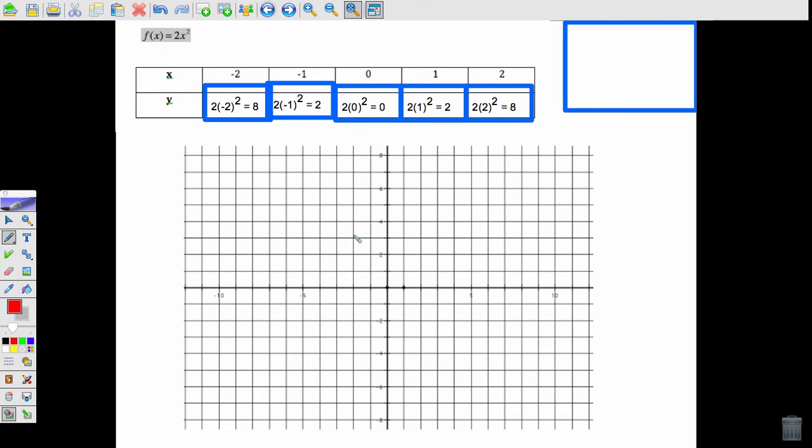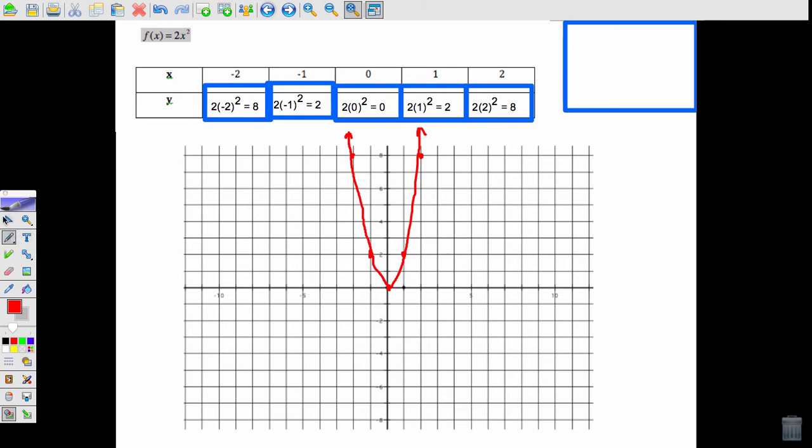So let's graph this. I'm going to go to negative 2, 8. So negative 2, up 8. We're going to go over to negative 1, 2. We're going to go to 0, 0. Using symmetry, you have 1, 2. You can see the same thing on the other side here. And 2, 8. Okay, and we're going to draw, to the best of our ability here, a curve, which you guys should have an easier time drawing by pencil than me, drawing with the marker here, my fingers on the touch screen. And that would be something of what your parabola should look like.